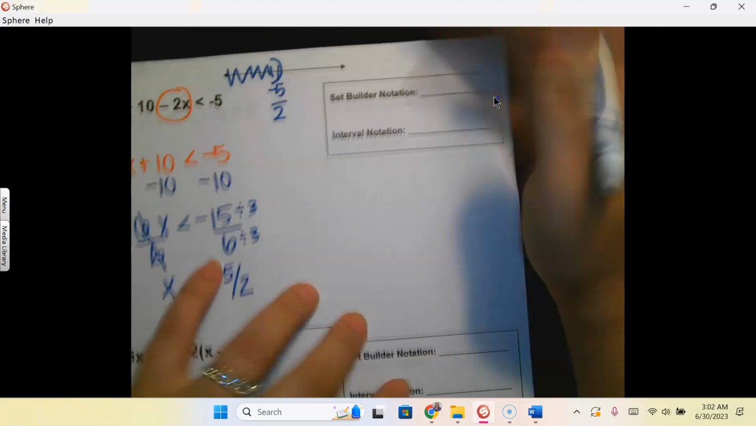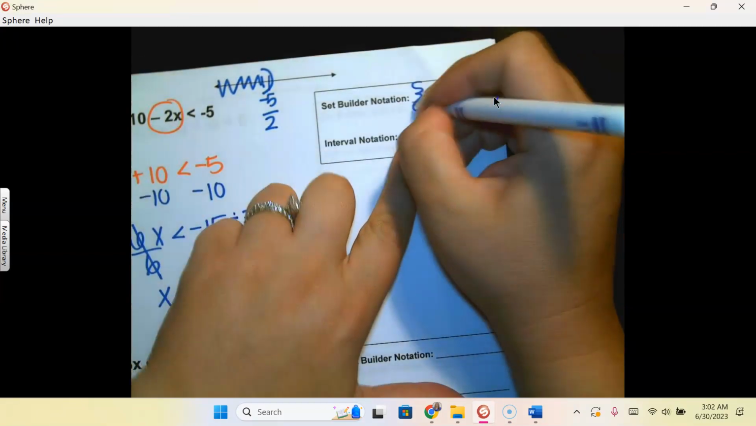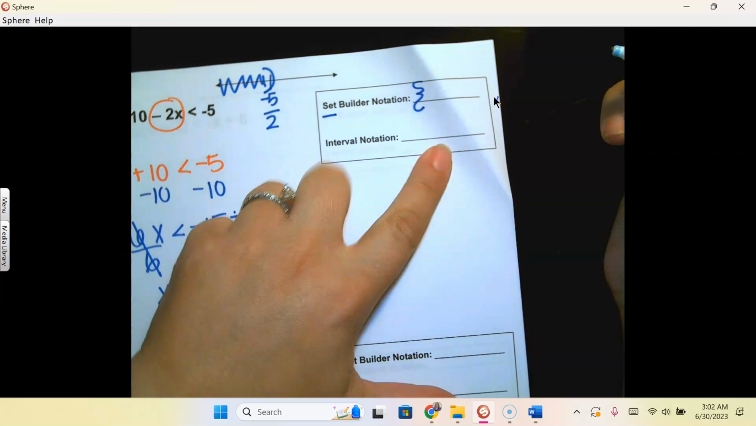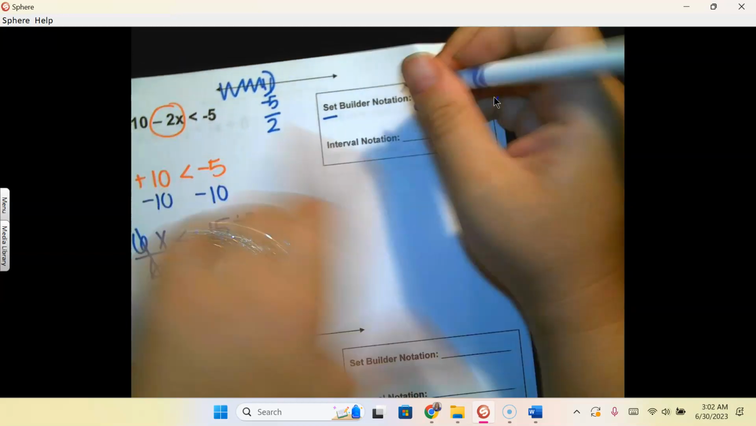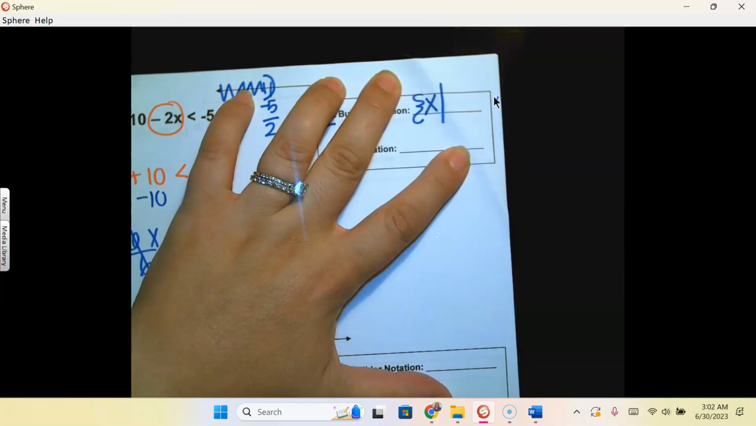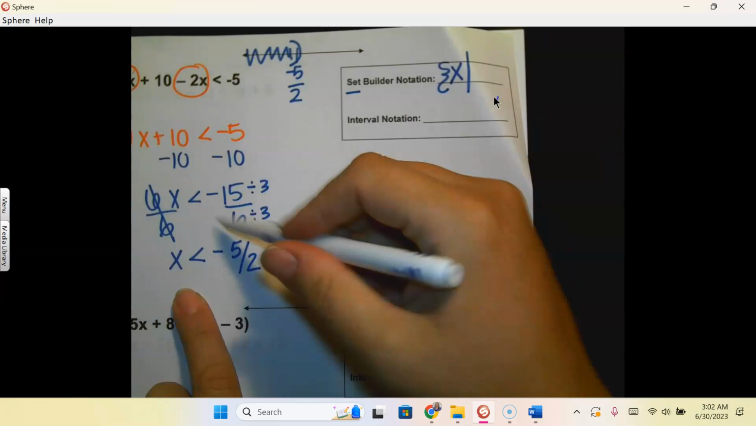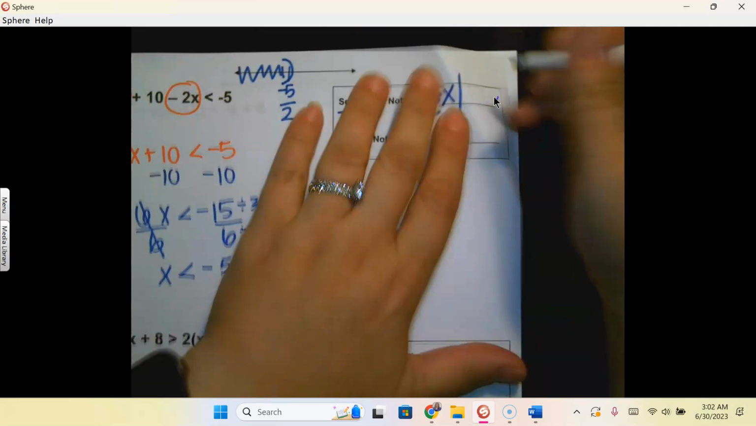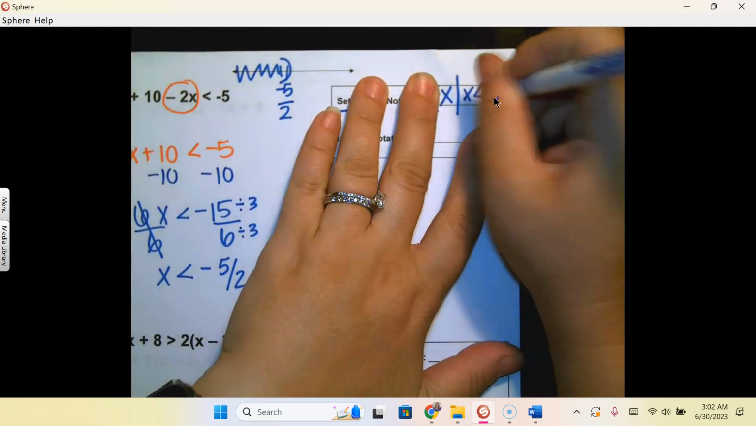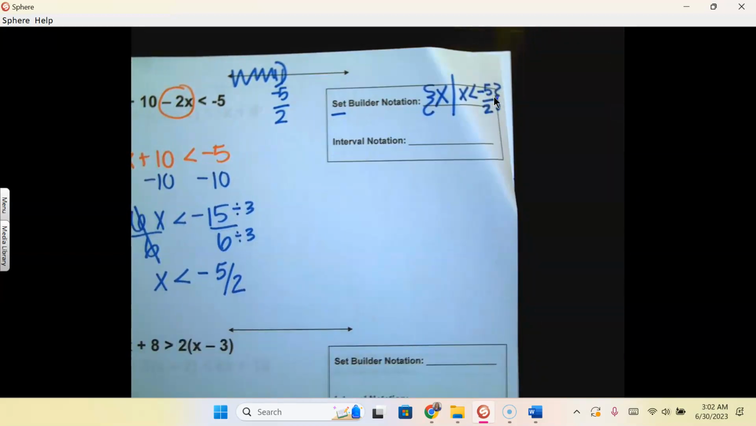Okay, so now as far as set builder notation, we're going to put the curly brackets. Again, it has the word set, builder notation. And then the variable in the problem is x, so we're going to put x, and then a vertical line means such that. So all the x values such that, and then we're going to copy this answer here. So x is less than negative 5/2. And that is called set builder notation when we write it like that.